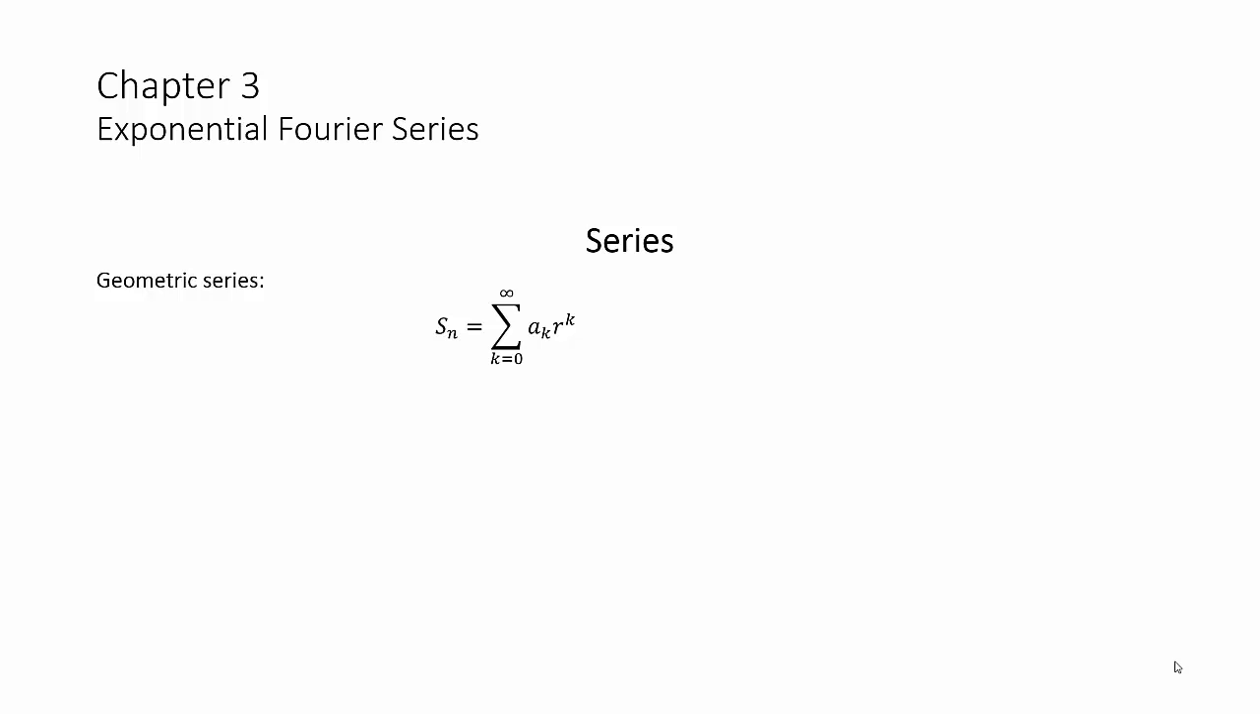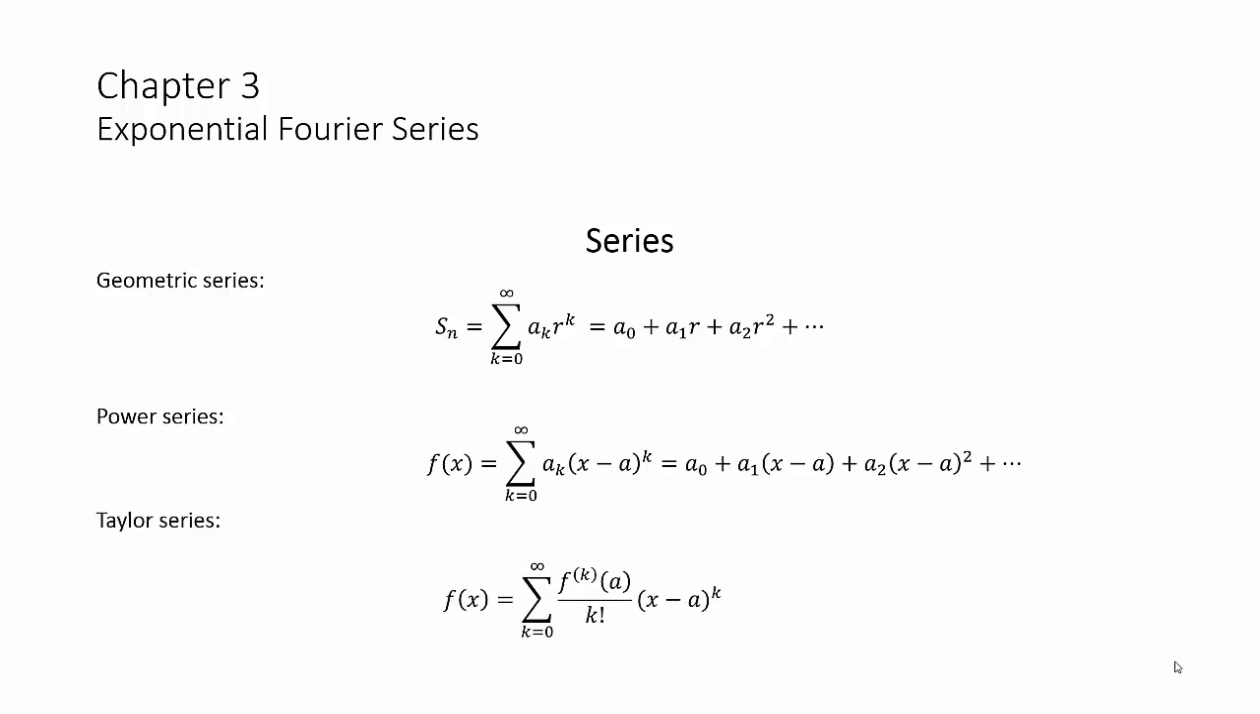You saw geometric series, power series, Taylor series. All these have the summation symbol, capital Greek letter sigma. And that means we're going to be adding a whole bunch of individual terms. These examples here are all infinite series, which means there's an infinite number of these terms.